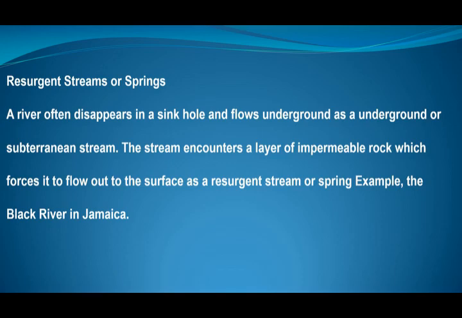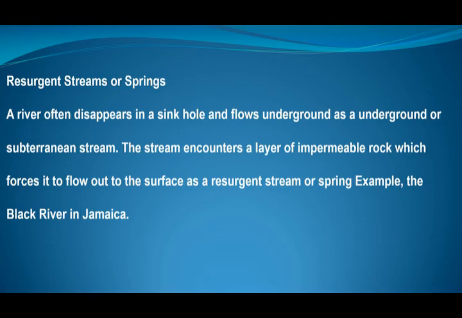Now, as it is flowing through the cave beneath the surface, it is flowing because it encounters a layer of impermeable rock. Remember, impermeable rock is the rock that does not allow water to pass through. So when it goes down the sinkhole, it will encounter a layer of impermeable rock and it will flow right through the cave or through the limestone and then re-emerge or reappear elsewhere along the path and come out as a spring or a stream or a resurgent stream.